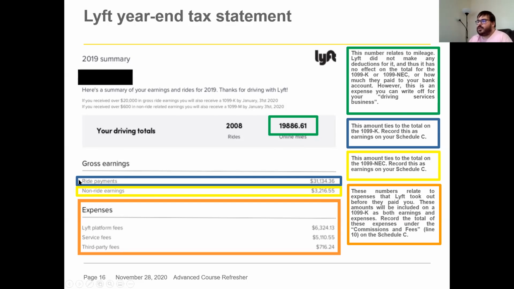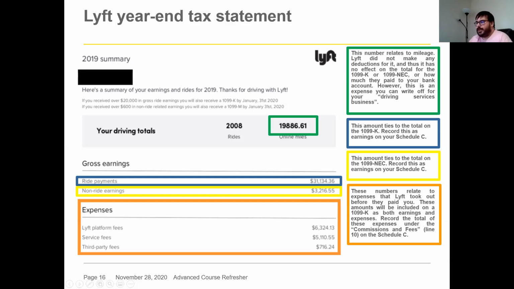Then they'll say, how much were your ride payments? So this is how much people got paid. This should tie to a 1099-K that people would receive. So you would record all of this amount as earnings. Then they have this non-ride earnings. This is usually what they would report up until last year on a 1099 miscellaneous, starting this year on a 1099 NEC, and this would also be reported as earnings on the Schedule C. This non-ride earnings sometimes are like bonuses if you recruited somebody or if they gave you some incentive.